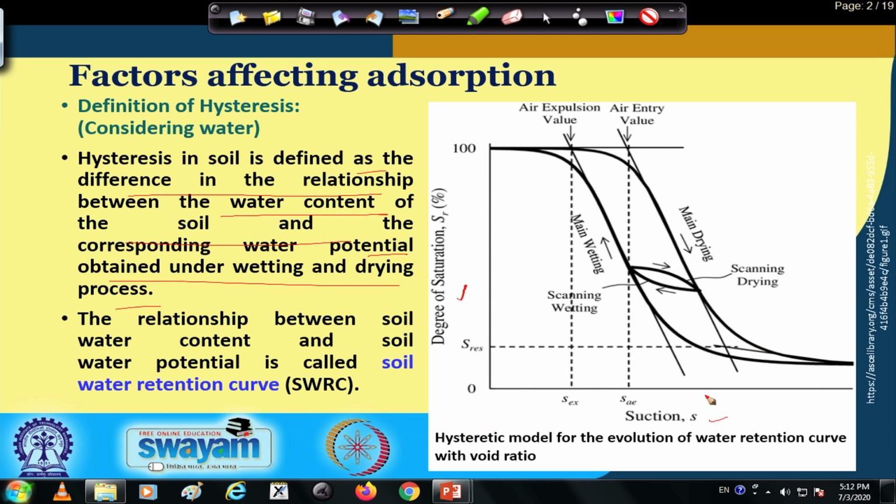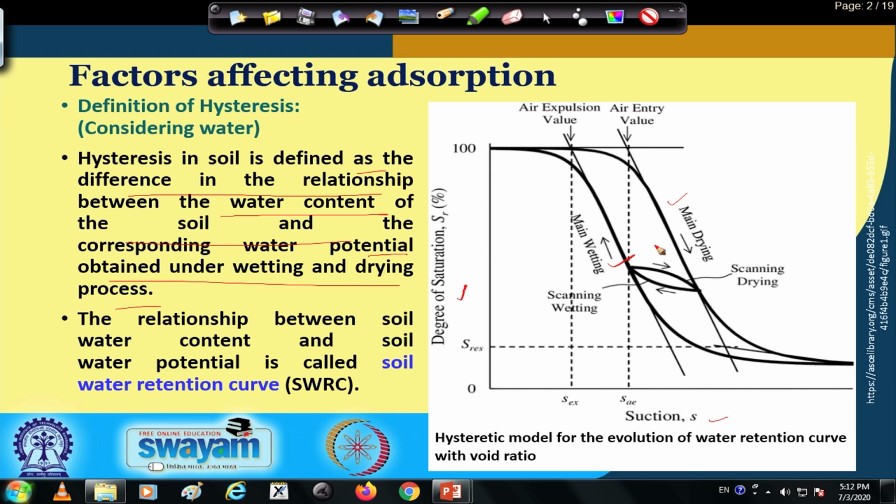Obviously, during drying the degree of saturation will move from 100 to eventually very low, and in the reverse process, when we are wetting the soil, we get a continuously increasing degree of saturation by reducing the suction. Now, one thing is clear: at any point of suction, the water content, defined in terms of degree of saturation, is always higher in the drying curve than in the wetting curve. This phenomenon is known as soil hysteresis.